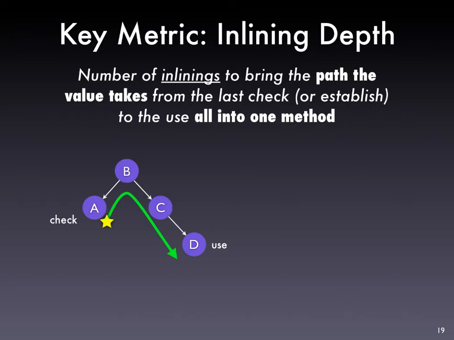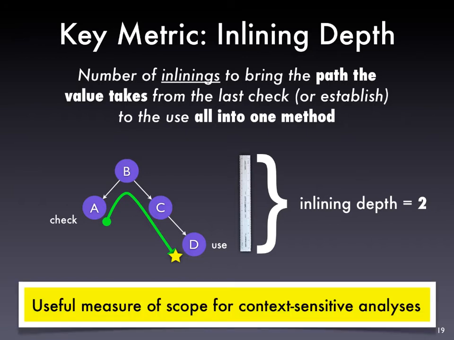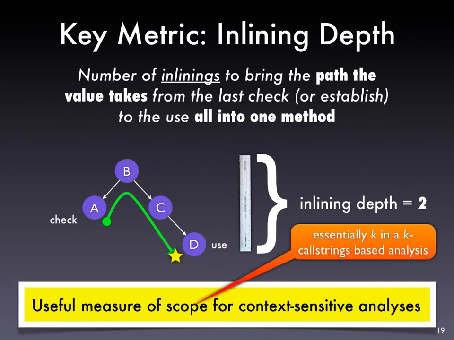So, for example, if a value is checked in A in this call tree, and then returned to B, which then passes it to C and passes it to D, then the inlining depth required is 2. One level of inlining to inline D into C, and another level of inlining to inline A and C into B. This is a particularly useful measure of scope for context-sensitive analyses, and in particular, inlining depth is essentially K in a K-call-strings-based analysis.